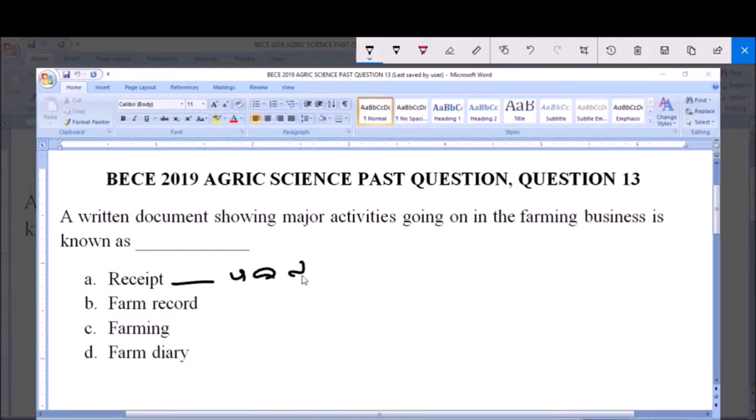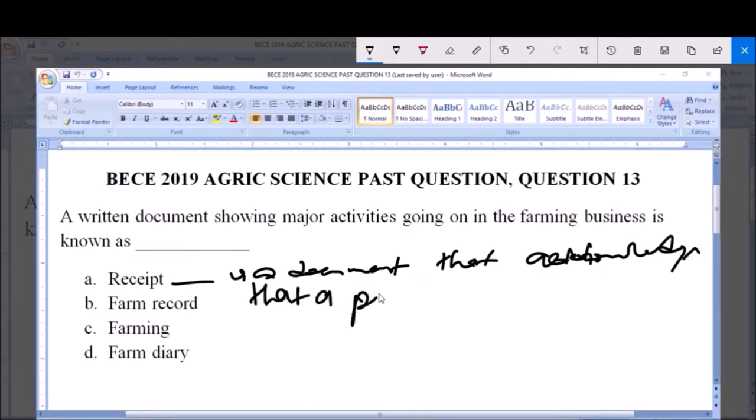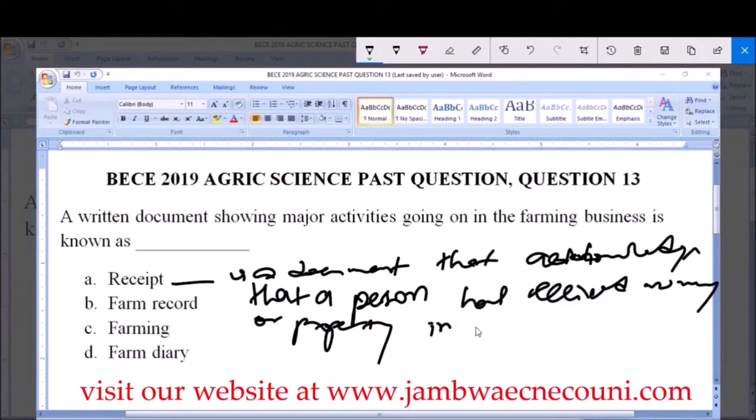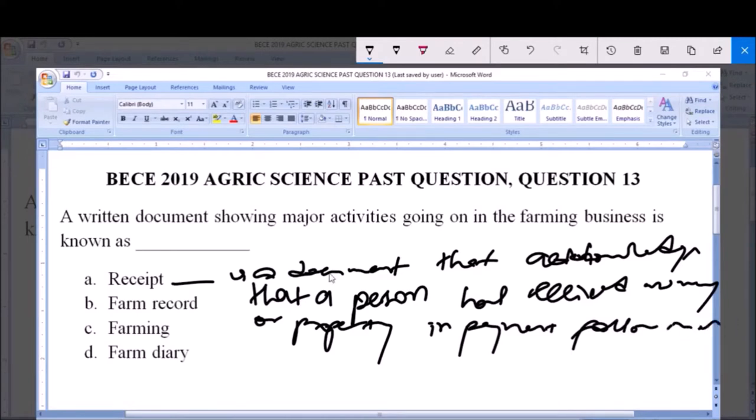Now a receipt is a document that acknowledges that a person has received money or property in payment following a sale. That is, it's just a document that ascertains that a person has received either money or property in payment following a sale. Like when you buy something, you will get a receipt. It acknowledges that this action has been carried out by you. So that is a receipt.